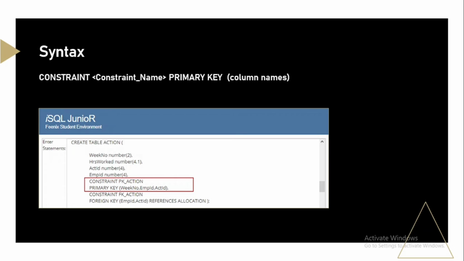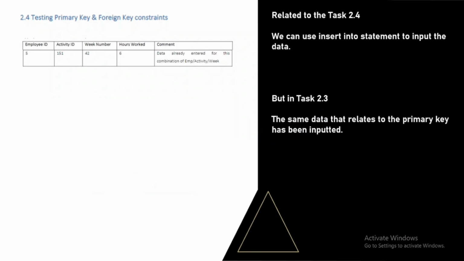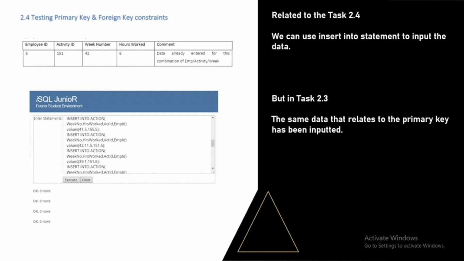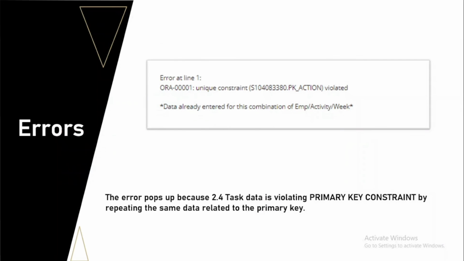In task 2.4, we have to test our primary key constraint by inserting this data. After that, an error will pop up because we entered the same data, except for the hours worked, in task 2.3. So let's see the error. This is the error. It gives us a meaningful error for a better understanding than the normal error. So that's the end of my discussion.